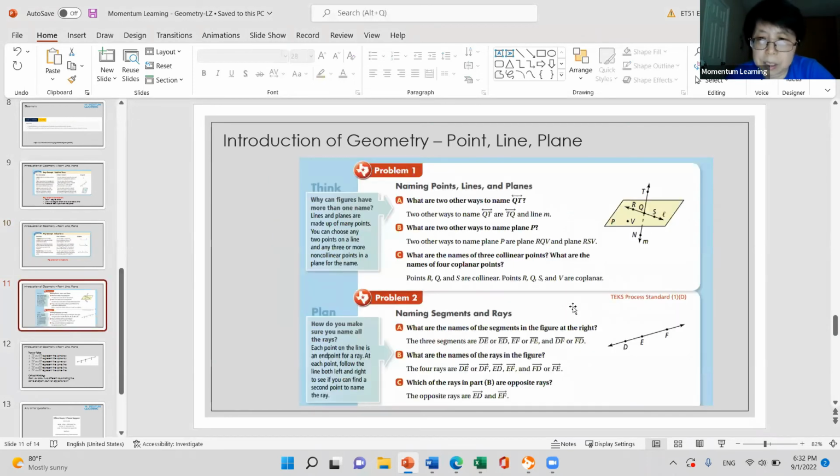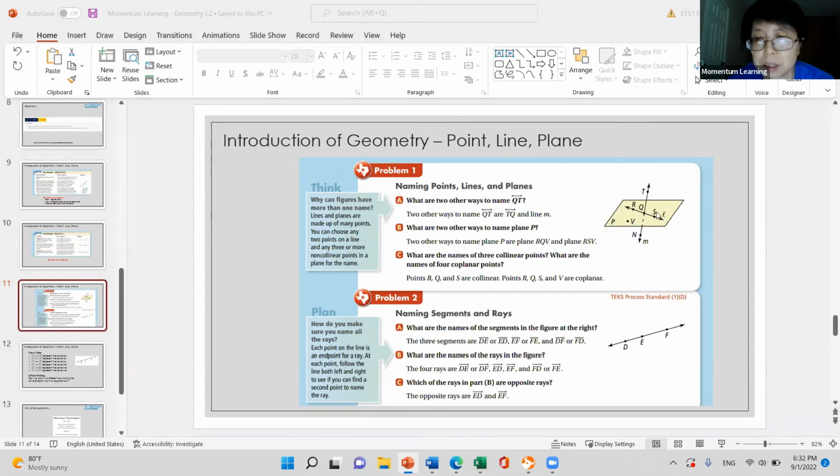All right, let's look at this. Let me ask another question. Are the points N, V, Q, S coplanar? No, very good. You see that R, Q is on this plane, and N is actually not on this plane. So they are not coplanar. Okay, very good job.